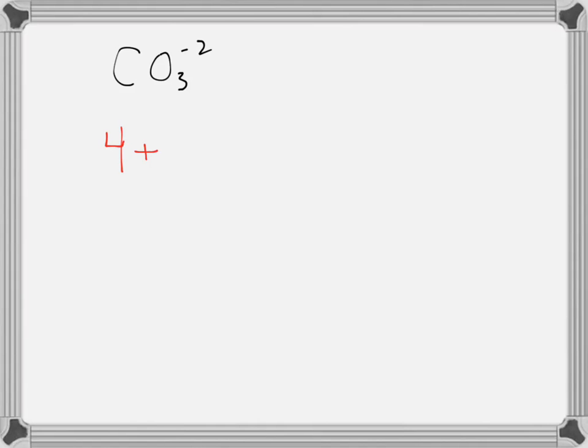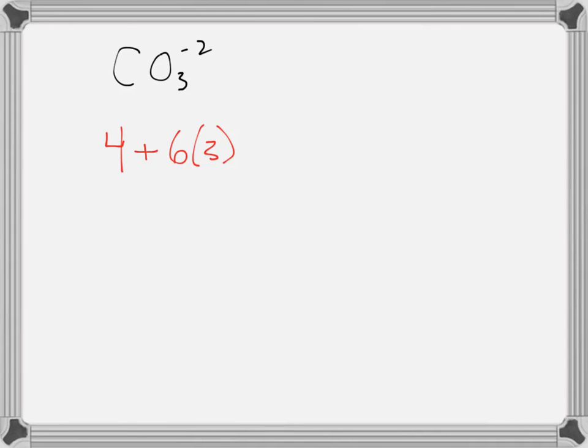How many electrons does oxygen bring in? 6. How many oxygens are there? 3. So we'd have to multiply that by 3 or add 6 twice more. Last thing that we've got to do, take away 2. We have to account for the charge, and this is where we've got to be careful. The charge is what? Negative.